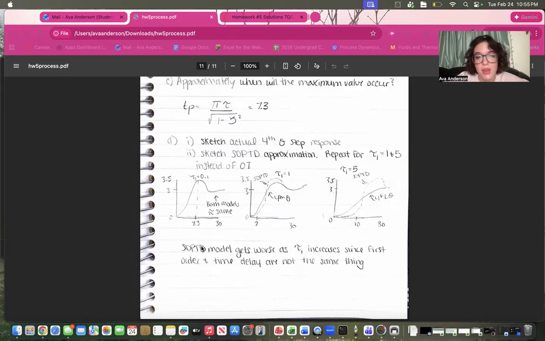And the SOPDT model gets worse as tau 1 increases, since the first order and time delay are not the same thing. This one is tau 1 equals 1. The poles move closer to a dominant pair. Response is slow, and there's less overshoot. And for tau 1 equals 5, you have real poles at negative 0.2. You're now competing with complex poles, and the system is much slower.